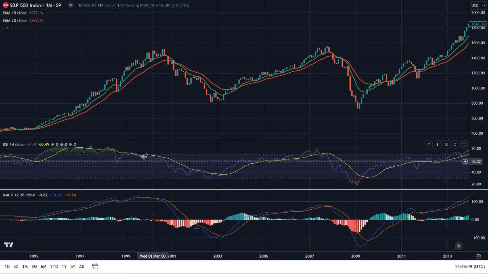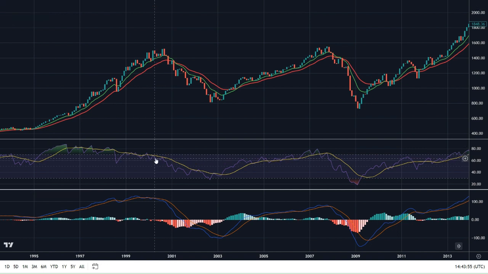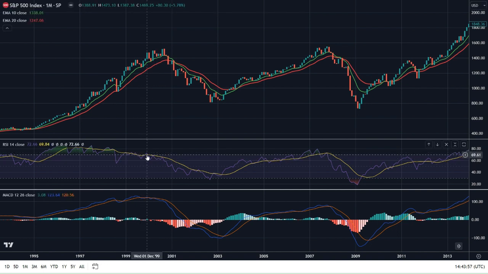And this is all being confirmed on the RSI. You see here the 70 line is the beginning of the shaded area, so we're coming down from an overbought position, below that RSI threshold. Just here you can see it, and the MACD confirms on that same month.